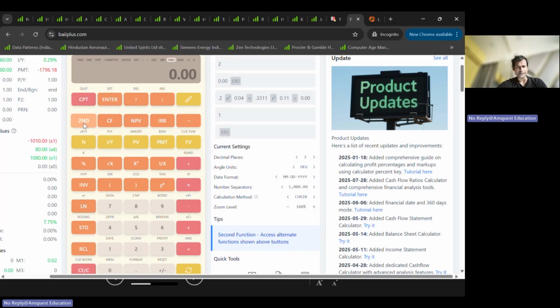I should make it actually 4 decimals. So look what I'm going to do. I'll do second dot and I'll write 4 decimals and I'll say enter set. I set it to 4. Okay? Only then it will come in 4 decimals.